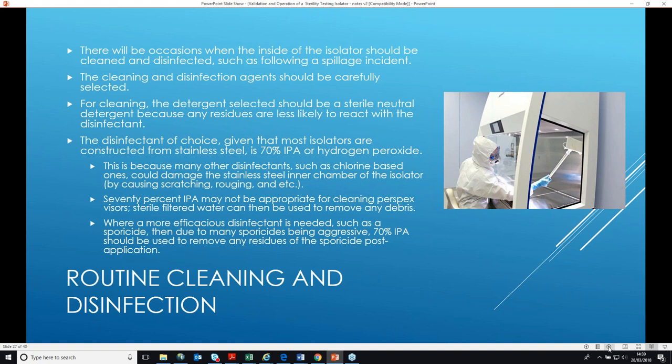The disinfectant of choice, given that most isolators are constructed from stainless steel, would be something like 70% IPA. And this is because other disinfectants could damage the stainless steel in the chamber, causing scratching or rouging. And certainly chlorine-based disinfectants could do so. Another risk with chlorine disinfectants is that if they're not completely removed and then a hydrogen peroxide vapor cycle is run, a reaction will occur, leading to the loss of the outer layer of the stainless steel. So if a stronger disinfectant is required, like a sporicide, then it's very, very important that any residues are removed prior to the next sanitization cycle.